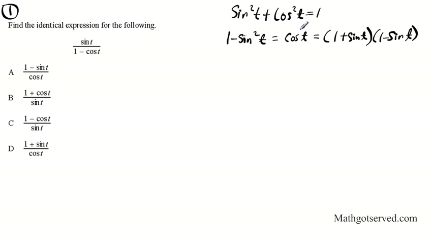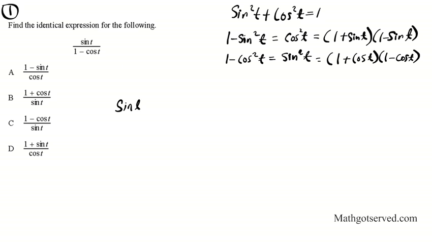And also, 1 minus cosine squared t is equal to sine squared t. And I can also factor this into 1 plus cosine t times 1 minus cosine t. Okay, so just keep these formulas in mind. All right, so let's take a look at this.